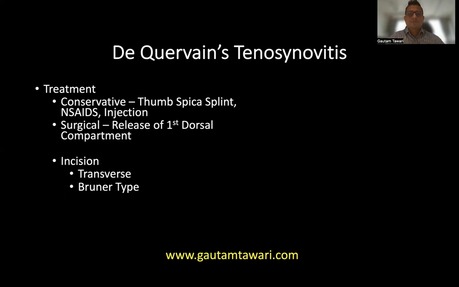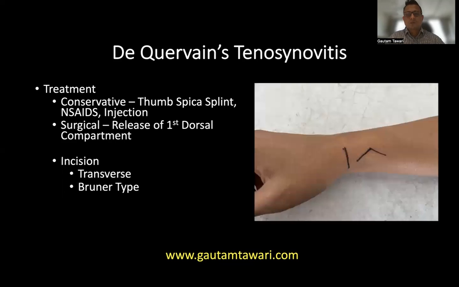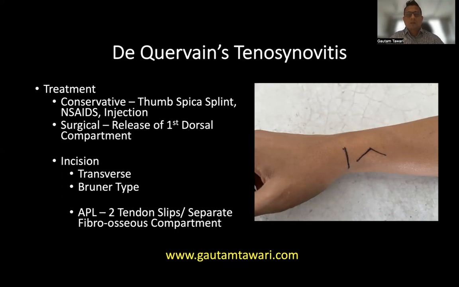Incisions are of 2 types. It can be done with a transverse incision along the skin crease or a Brunner type incision. Each has its benefits and its disadvantages in terms of injury to the adjacent structures and visibility. These are what these incisions look like. One thing to keep in mind whilst releasing the tendon, please remember that APL, which is abductor pollicis longus, can often have 2 tendon slips. So releasing only 1 tendon slip can give you inadequate relief of the symptoms.